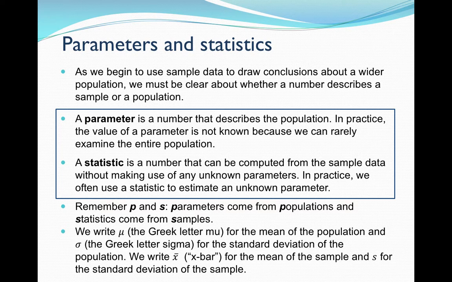We have covered notation in terms of mu and sigma. Mu means the population mean, population average. Sigma is the population standard deviation. And x bar is the average of the sample, while s is the standard deviation of the sample.